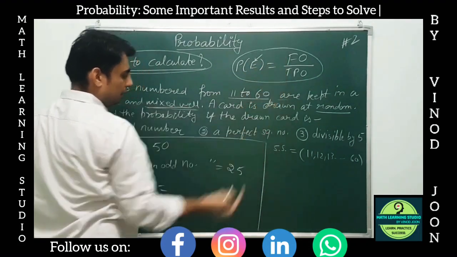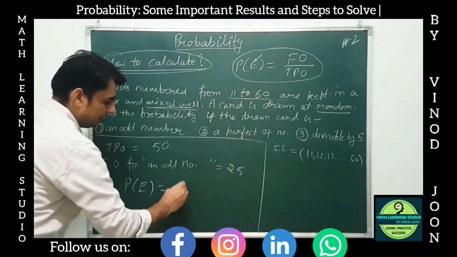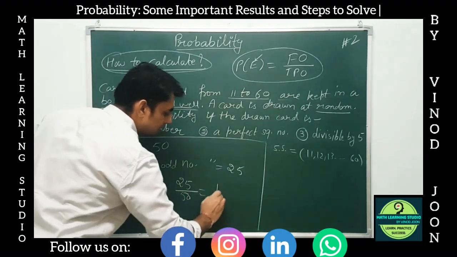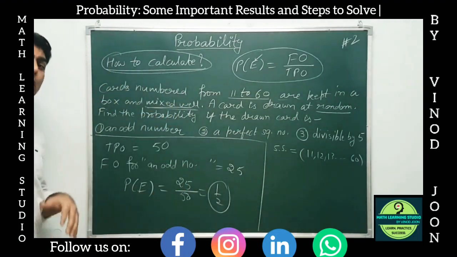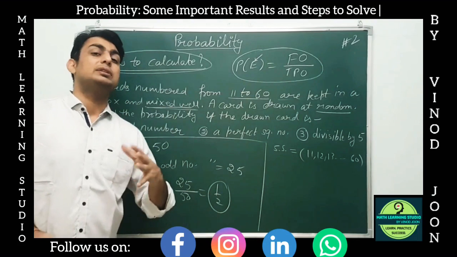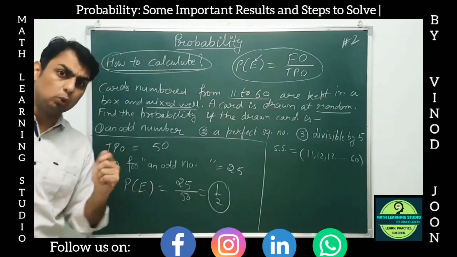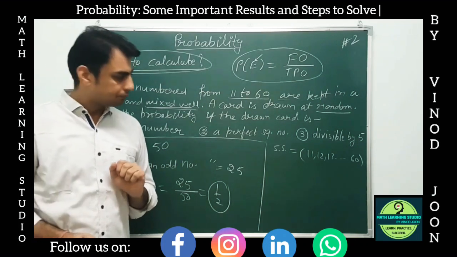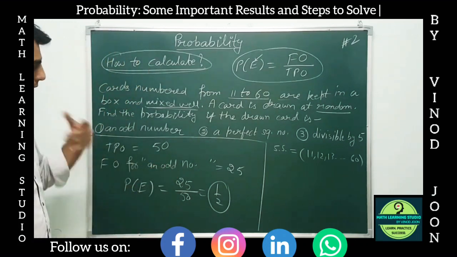Favorable outcomes by TPO. So favorable is 25 divided by 50. We got the answer as 1 by 2. So out of every two numbers, there is one number which is odd. Or you can say out of every two cards, one chance is there that card will be an odd number. Alright, first. Now take the second.